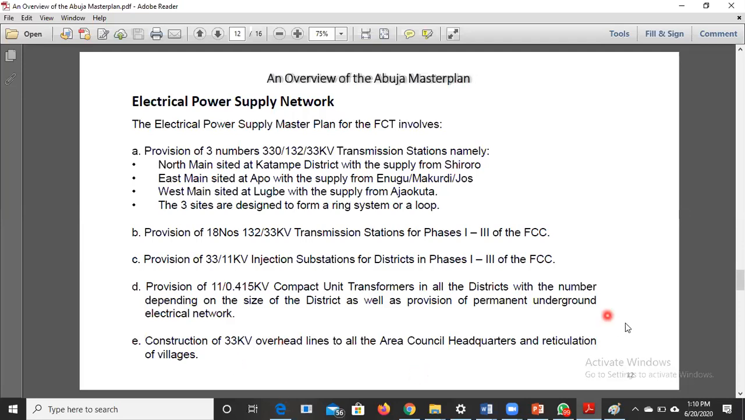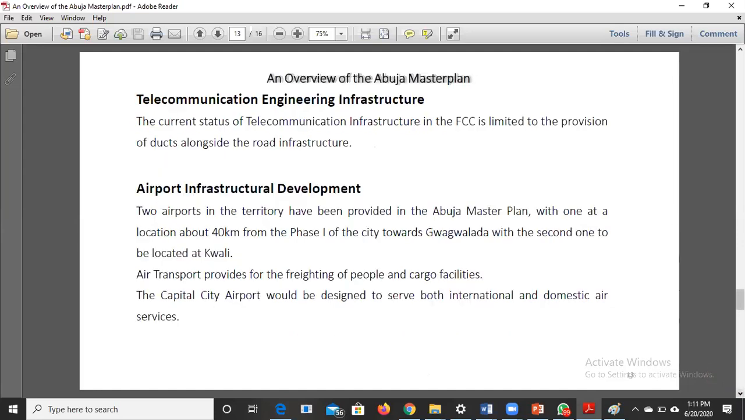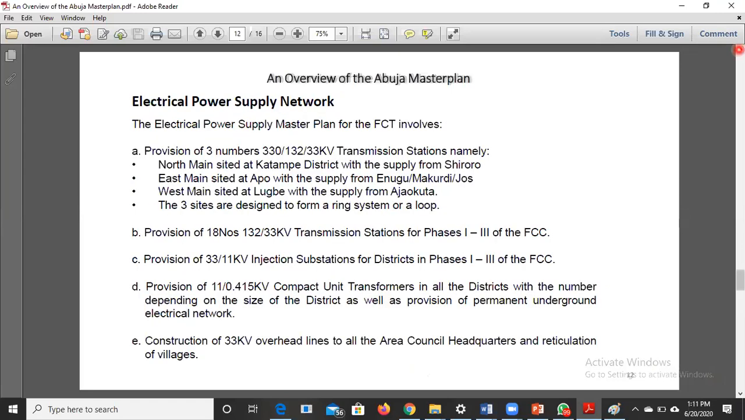Well, basically, what they are supposed to do is to step the power down from 33 to 11 kV. Then they transpire to the streets, to the compact unit transformers. And that's what I was trying to describe. It's a compact unit transformer. It's a whole system. It's packaged like our soundproof generators.